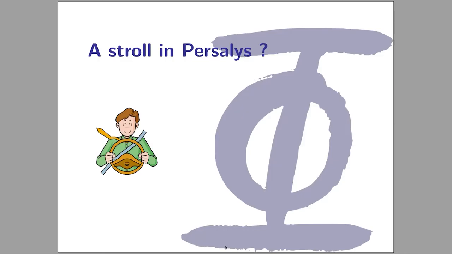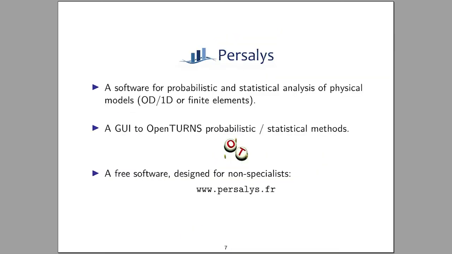We're going to do all this using the Persalys software, and it's going to be pretty easy. To present Persalys a little bit, it's a software for probabilistic and statistical analysis of physical models. These models can be 0D, 1D, or finite element models, both work. Technically speaking, this software is a graphical user interface based on OpenTURNS probabilistic and statistical methods. For those who know OpenTURNS, it is a probabilistic library for the treatment of uncertainties co-developed by Phimeca, EDF, Onera, IMACS, and Airbus.